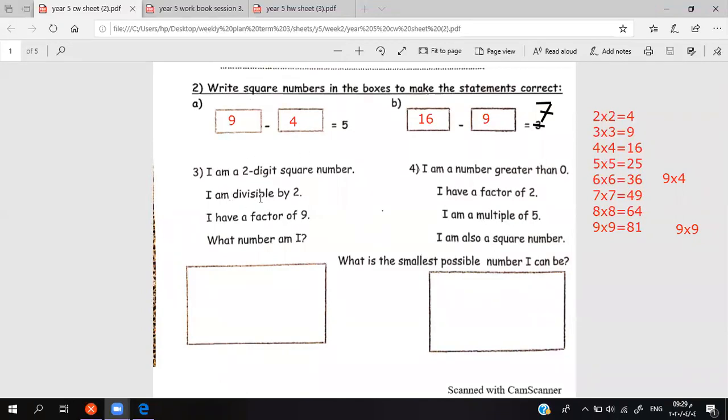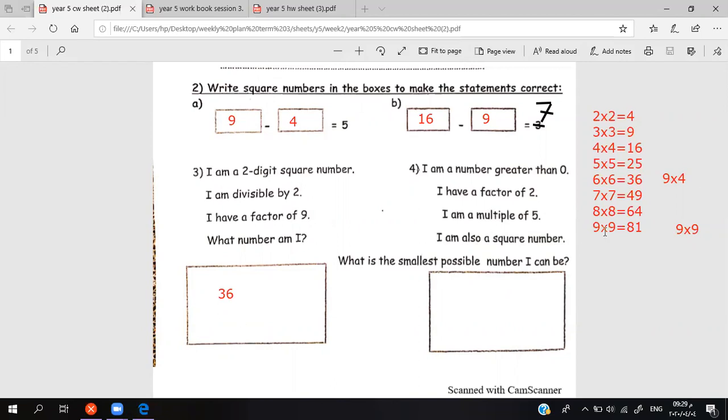Also, I'm divisible by 2. Okay, so it has a factor of 9. So 36 and 81 are the only square numbers that have a factor of 9. I'm divisible by 2. So which one is divisible by 2, the 36 or 81? Numbers divisible by 2 must be even. Which one is even? The 36 or the 81? Definitely the 36.